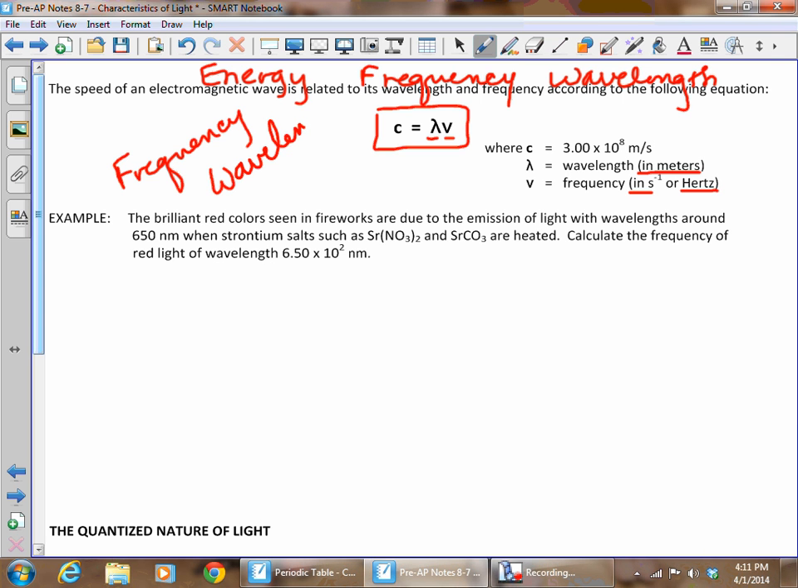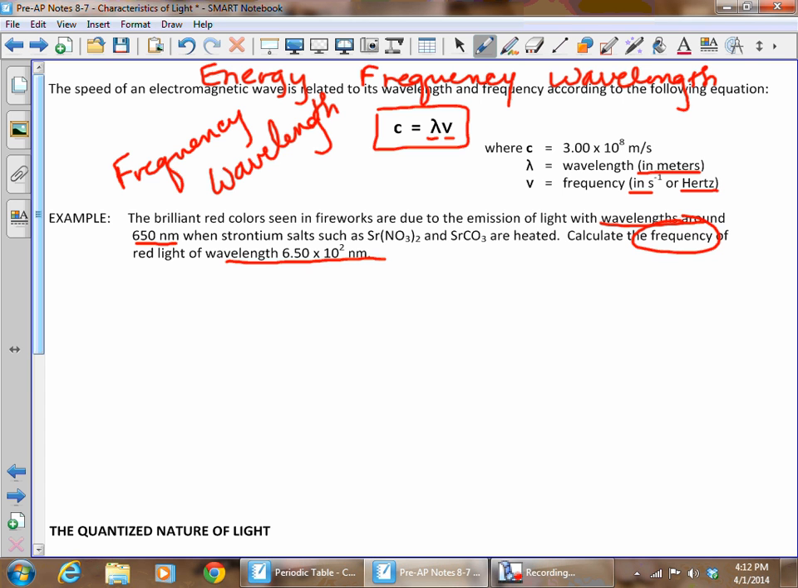So we see this first example here, and it says that the brilliant red colors seen in fireworks are due to the emission of light with wavelengths around 650 nanometers. There's one piece of information. When strontium salts, such as strontium nitrate and strontium carbonate, are heated, calculate the frequency of red light. So we want to know the frequency. We do have that wavelength, and it represents it the same way but in scientific notation of 6.50 times 10 to the second nanometers.